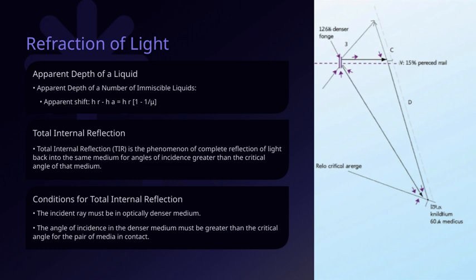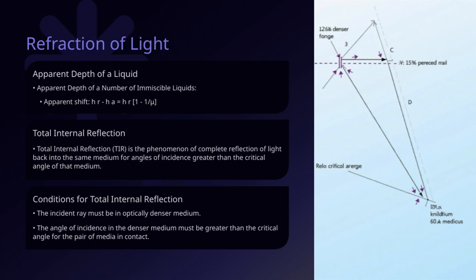First, the angle of incidence in the denser medium must be greater than the critical angle for the pair of media in contact. This means that the incident ray needs to hit the boundary at an angle larger than this critical angle to achieve total internal reflection. Additionally, it's important that the incident ray is in the optically denser medium.